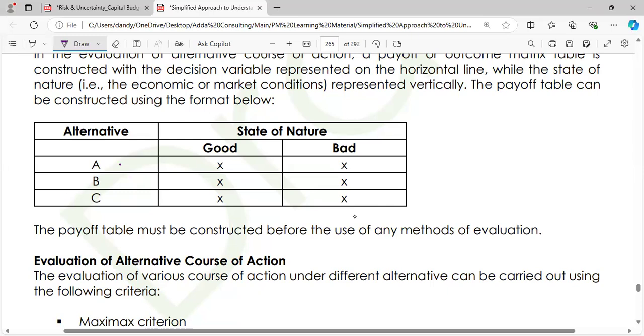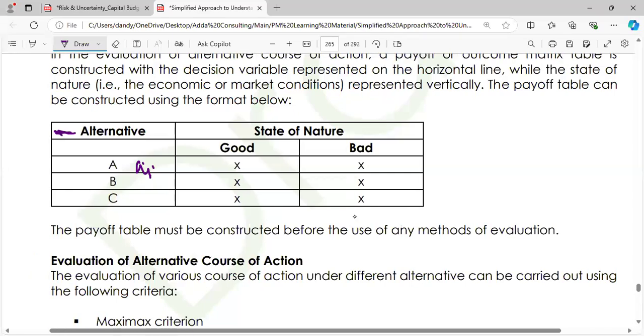Then, sorry, my pen is not connecting. Okay, it's back. Now, whenever you have a choice to make, horizontally you have to represent the decision. Then the state of nature must be represented vertically. Like I said, the state of nature is the events in the economy. You can have high, medium, low. You can have success, failure. You can have optimistic, most likely, pessimistic. You can have above average, below. You can have good, bad, worse. Whatever you have as the state of nature must be represented vertically in your payoff table.